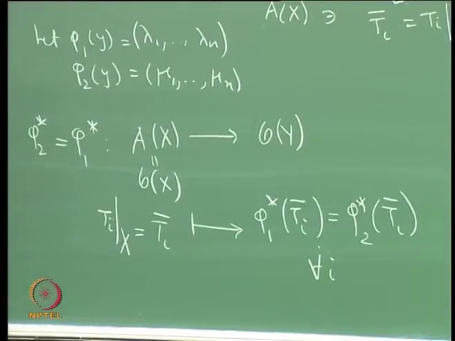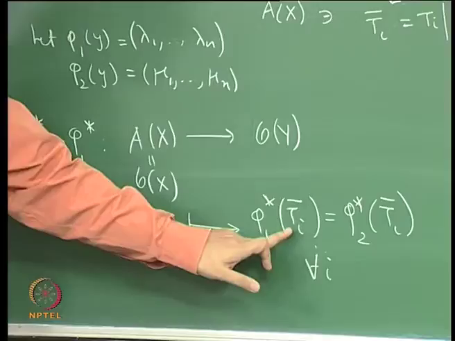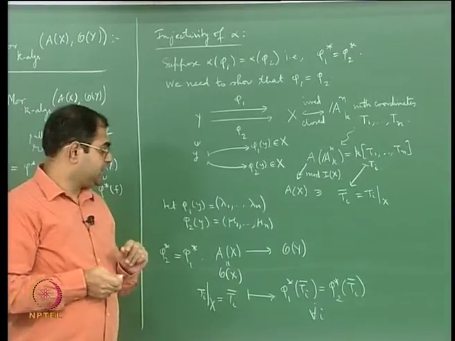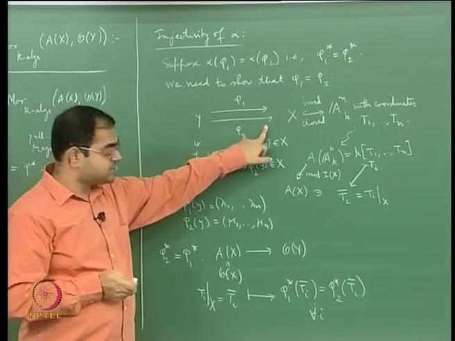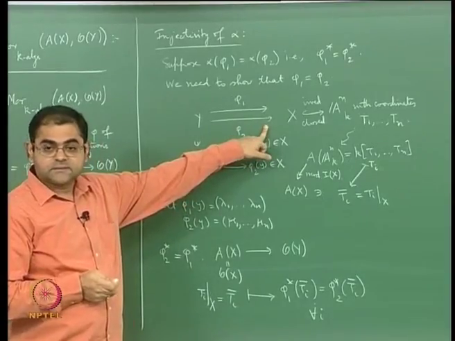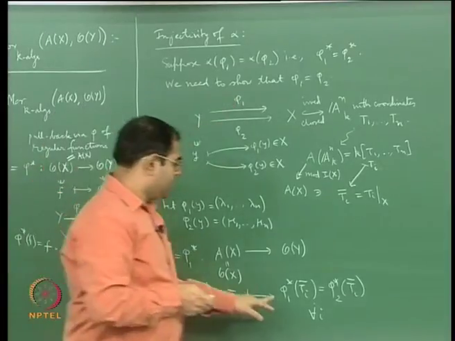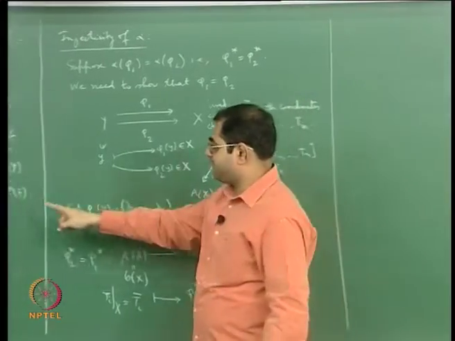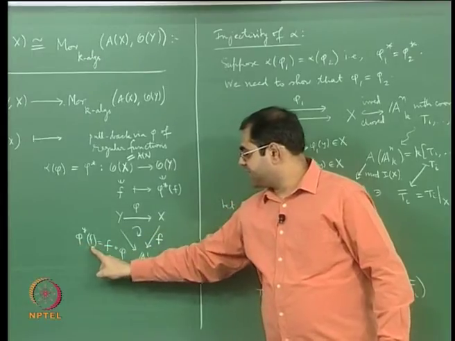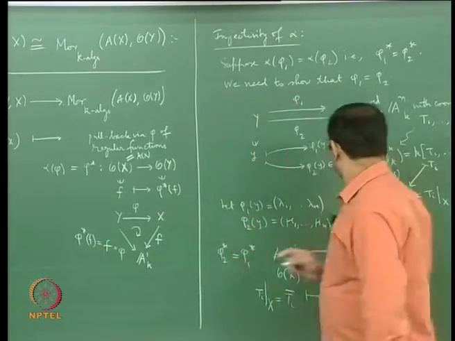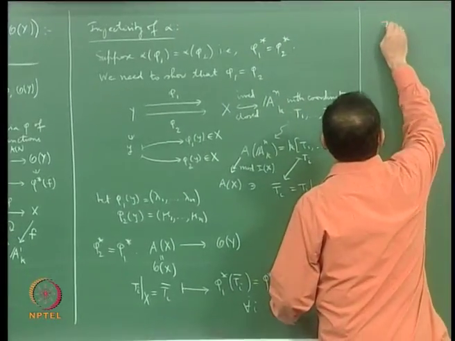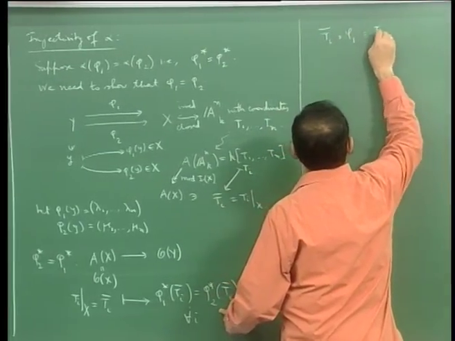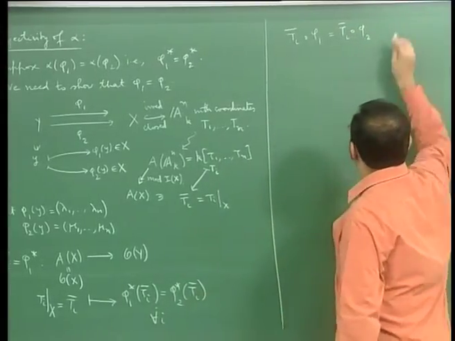Now just think for a moment, what is the meaning of phi1 upper star of ti bar? Phi1 upper star of ti bar is the regular function on y which is gotten by pulling back the regular function ti bar on x. And what does pullback do? Pullback is just composition with phi. So phi upper star of f is f circle phi. It's just composition. So if you translate that, you will get ti bar composition phi1 is equal to ti bar composition phi2. This is true for every i.